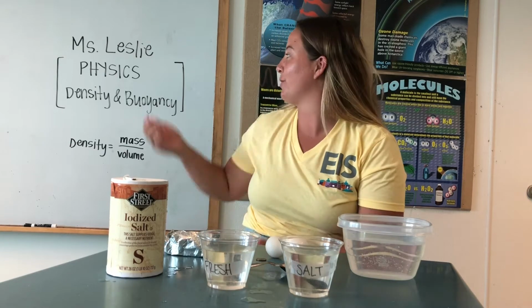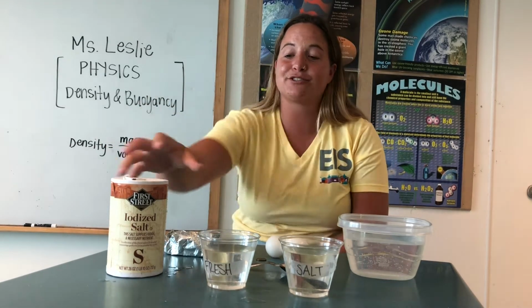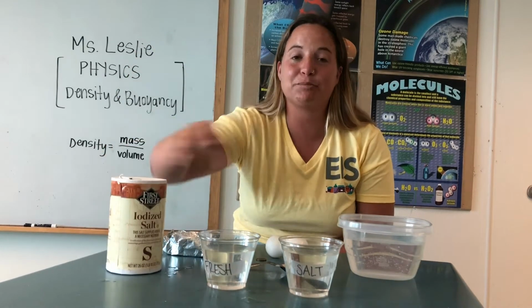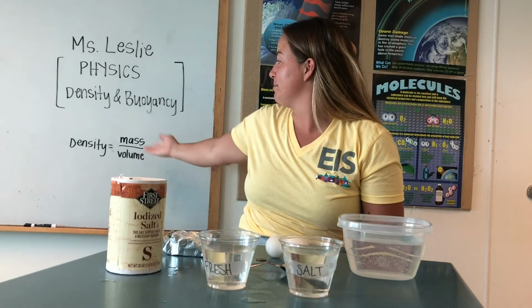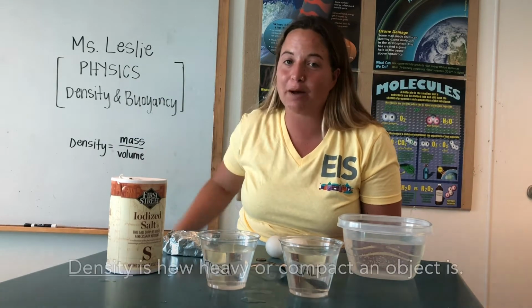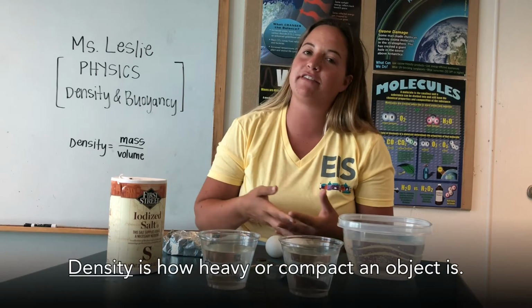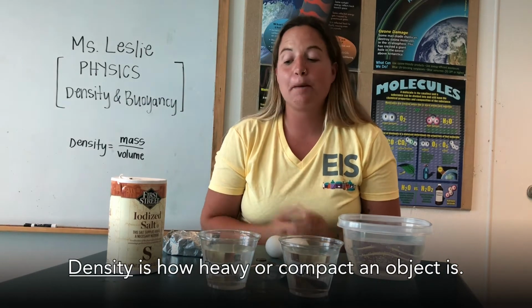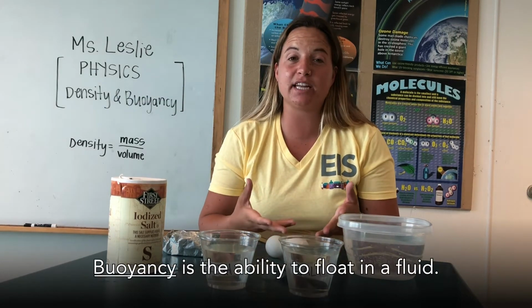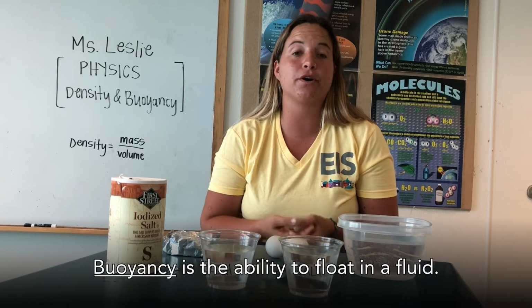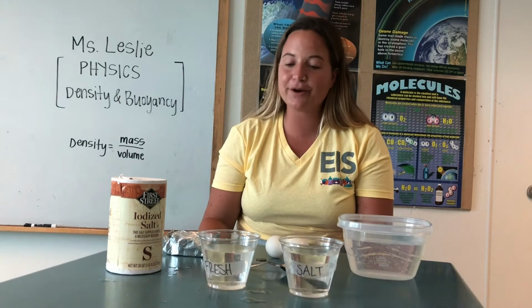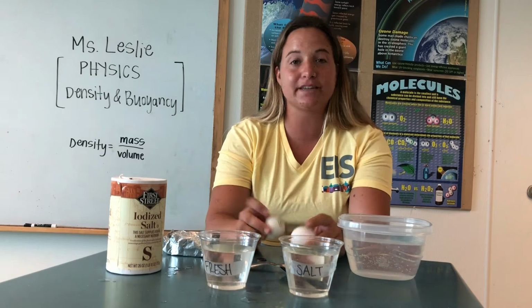Today, I'm going to be talking to you all about density and buoyancy and how salt can actually affect these two properties. Density is the mass divided by the volume of an object. Simply, it's just how heavy or compact something is. Buoyancy, on the other hand, is the ability of something to float in water or another fluid. So today, we're going to look at how these two things affect different objects.